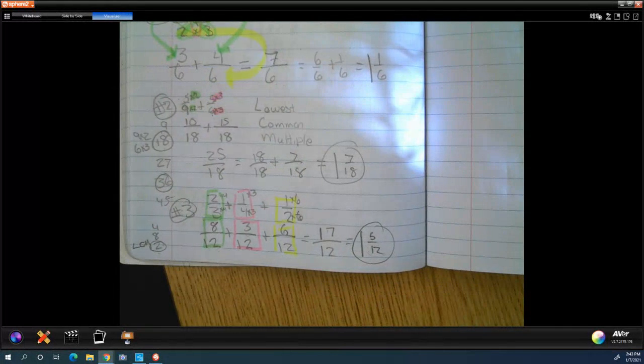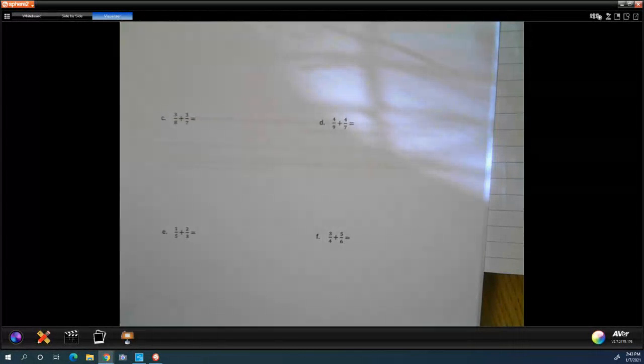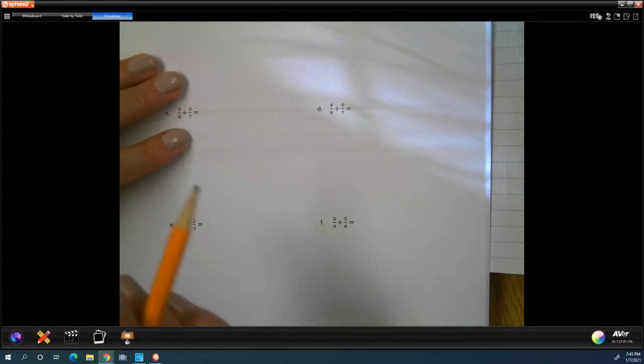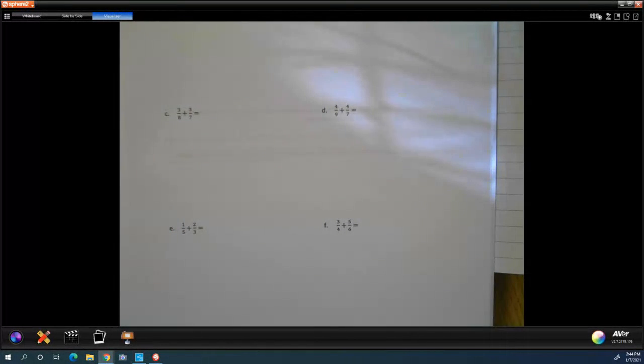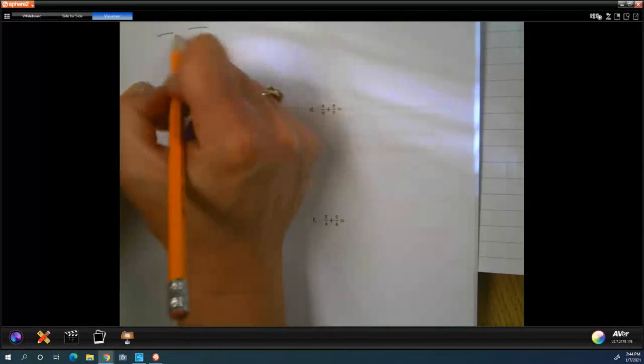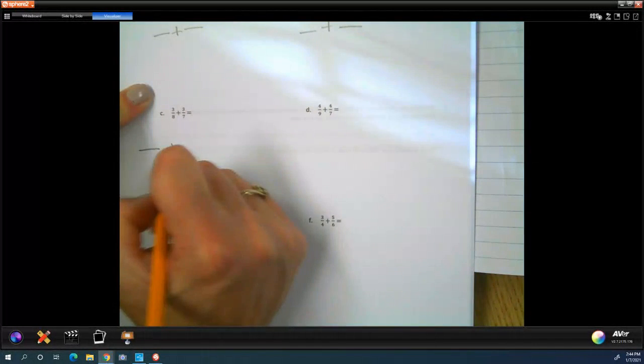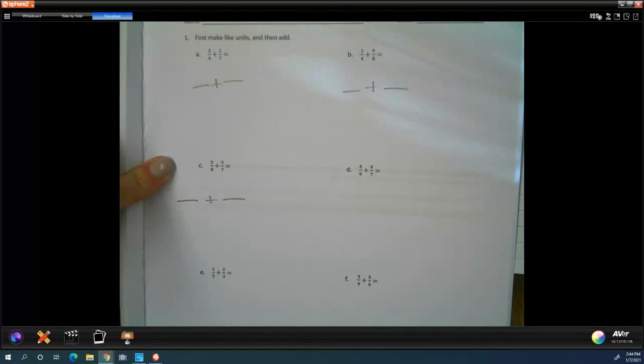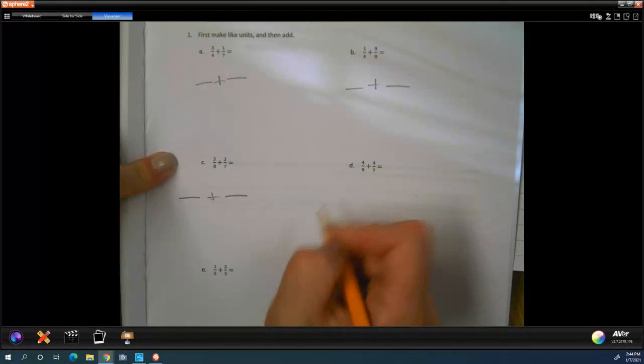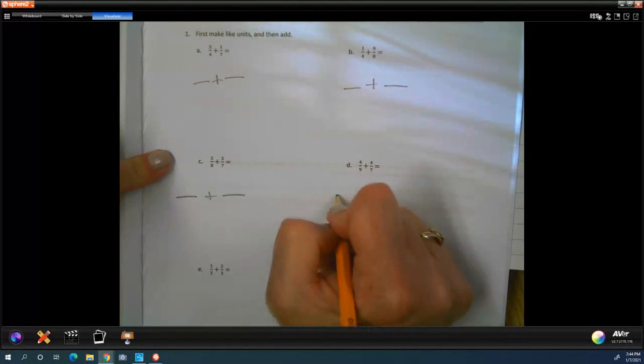In your problem set, we're on page 31. You don't have to draw anything. You just have to make like units. So for every single one of these, you should have something that looks like this, because every single time you have to make like units, right?